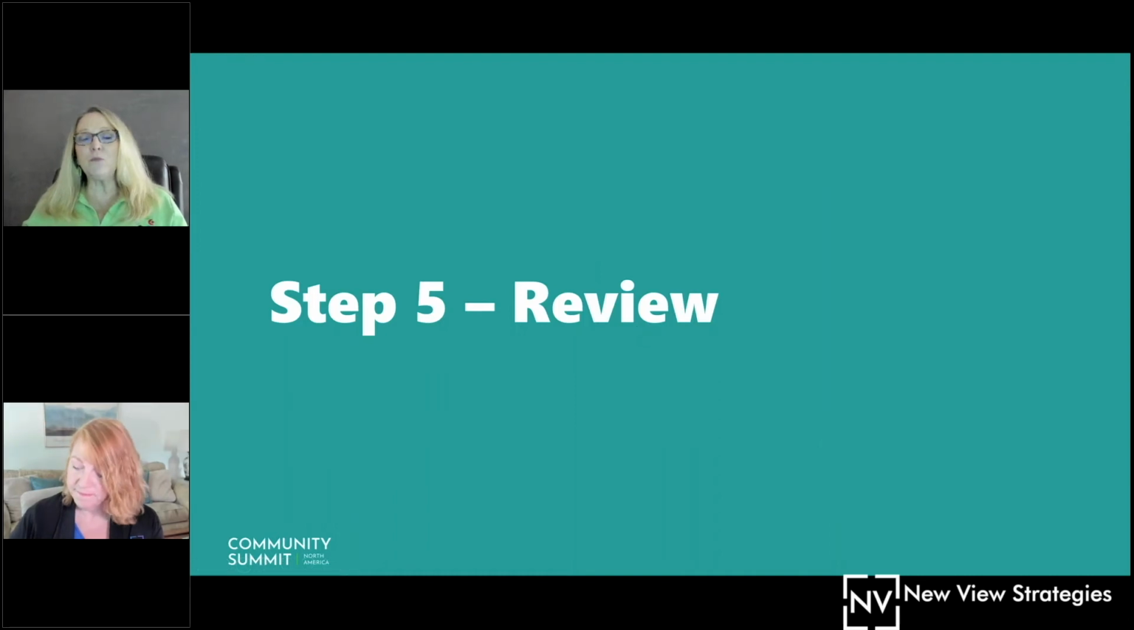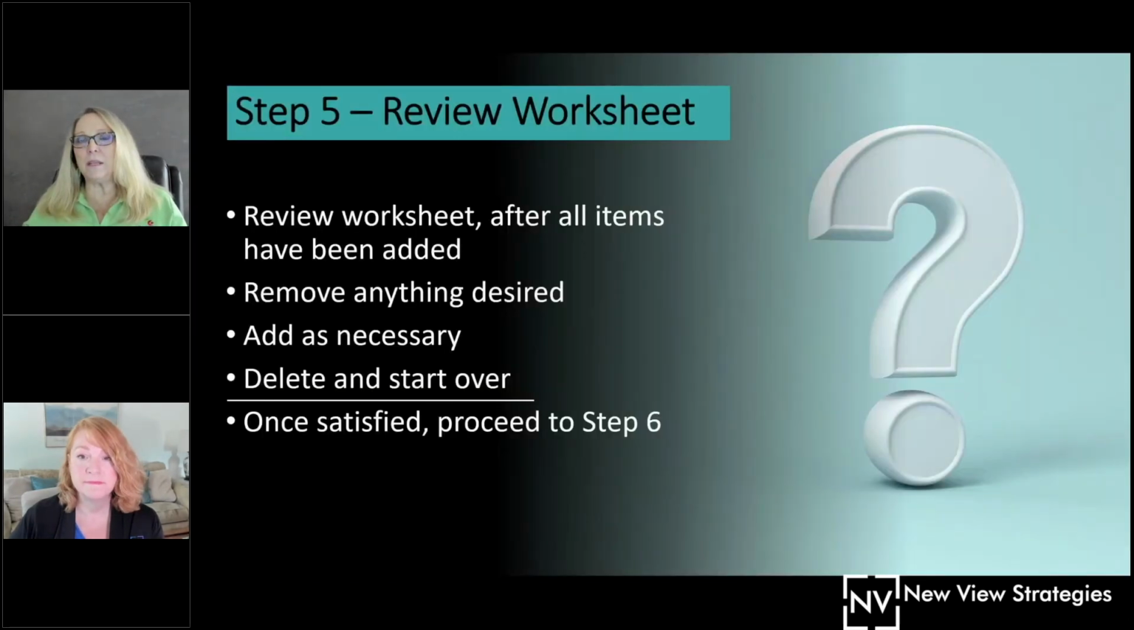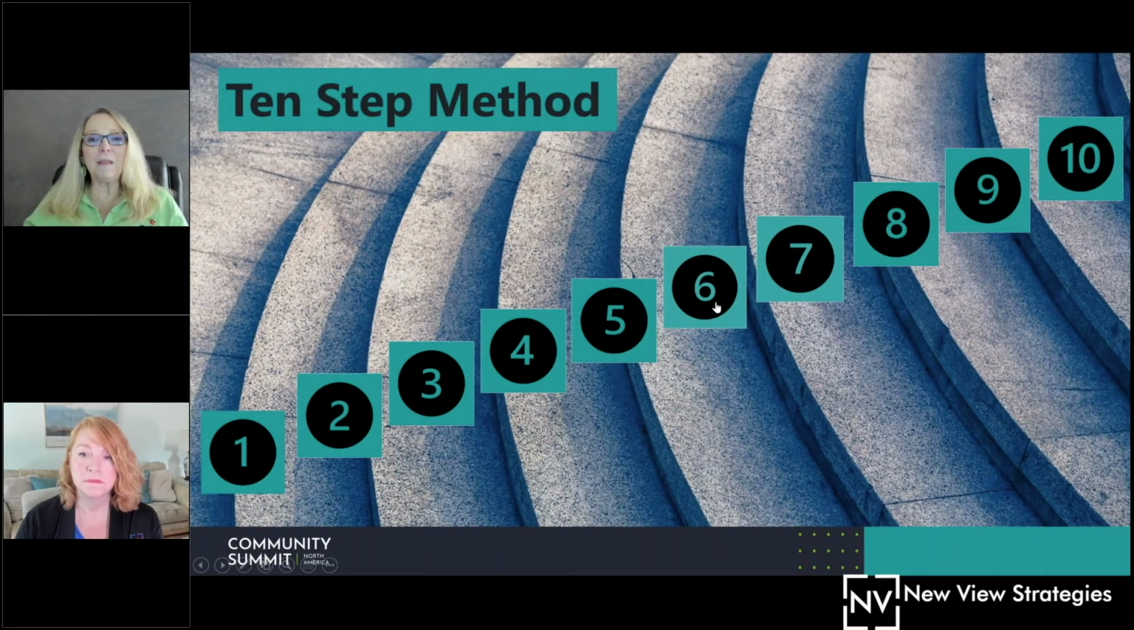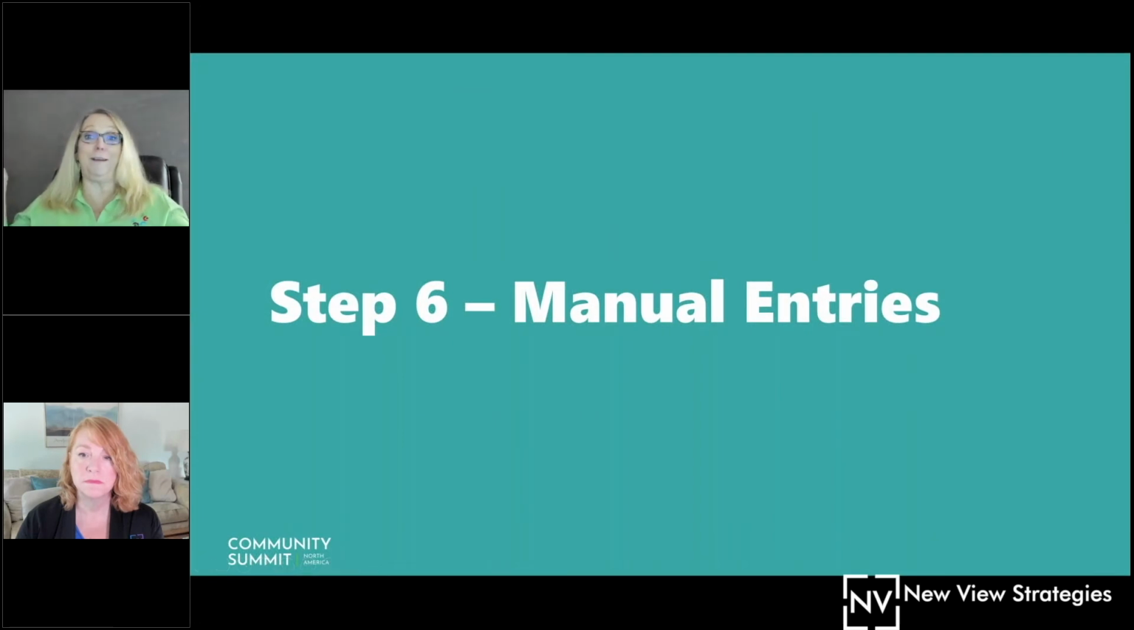And step 5 is really my stop and think step. I know I've reviewed the worksheet, but maybe I should look at it one more time. Go get a cup of coffee, come back and go, okay, is this what I like, right? And maybe it's not. Maybe you forgot something. And for me, that was my step 6. Okay. Step 6 was manual entries. I forgot that I have a big annual payment coming up and I hadn't put it in.